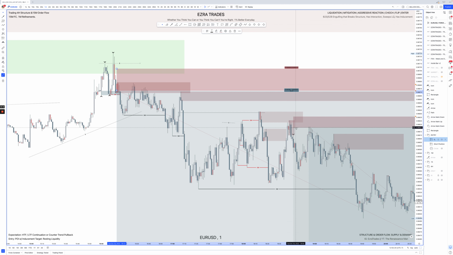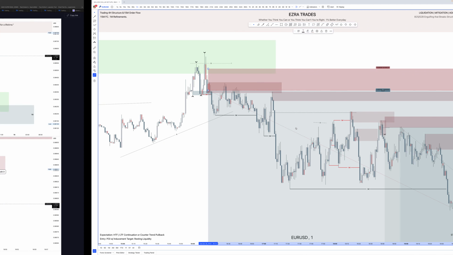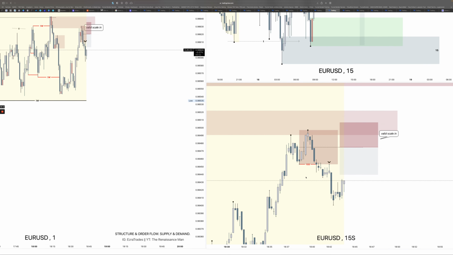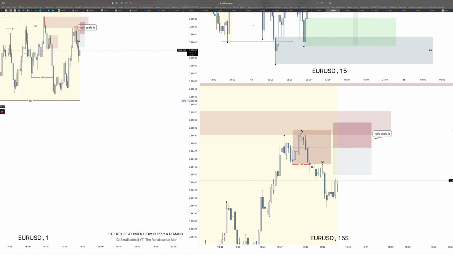This is the second entry, and this was a 15-second entry. So I'm going to show you on this one. Now what we have here is the extreme. Price taps into the extreme. Bottom right corner here, you can kind of see what I was looking at. This low, this high. So this one fails to tap.